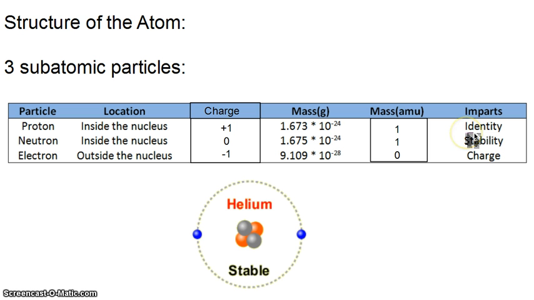Protons determine the identity of the element. Neutrons determine whether or not the element is stable, and electrons determine the charge of the atom.